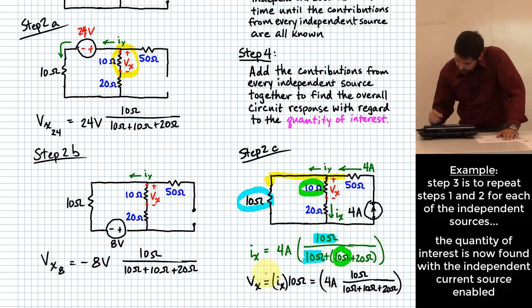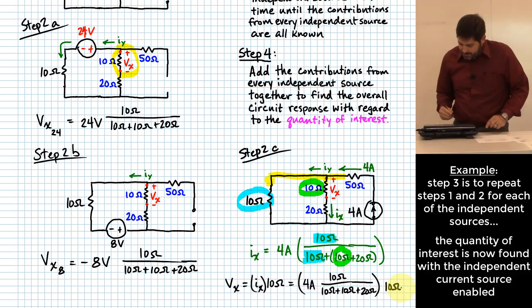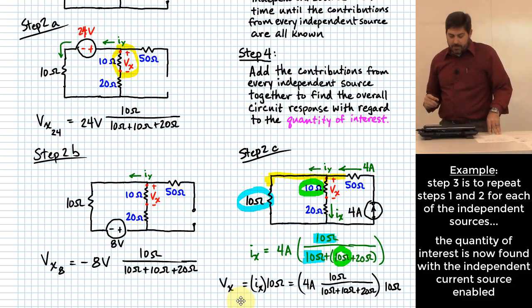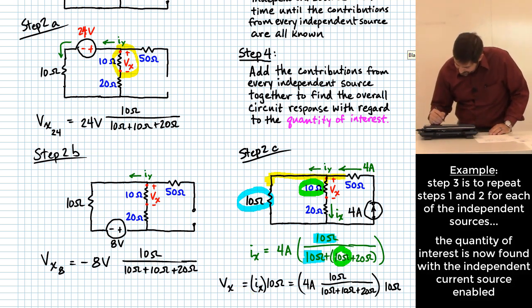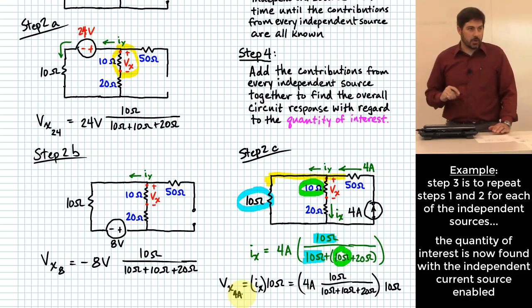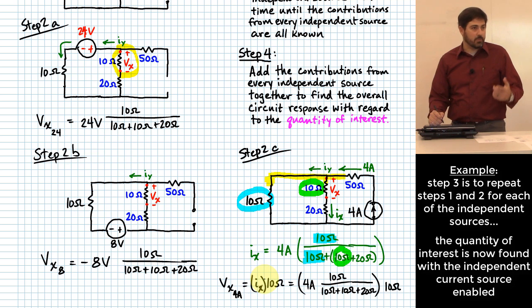All of that multiplied by what? 10 ohms again. And I wasn't super consistent here about how I labeled my Vx when I started this. What might be a good additional subscript to put on there? Yeah, something like 4 amp, to indicate that that is the contribution of the 4 amp current source. Same for Ix, right? That's not an overall Ix value. This is just the Ix that I'm going to have with just the current source connected.